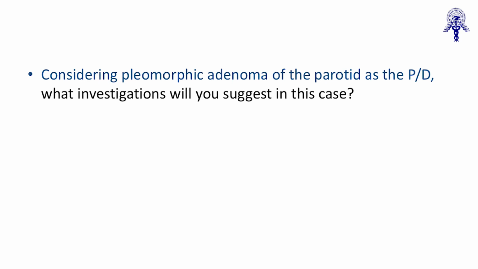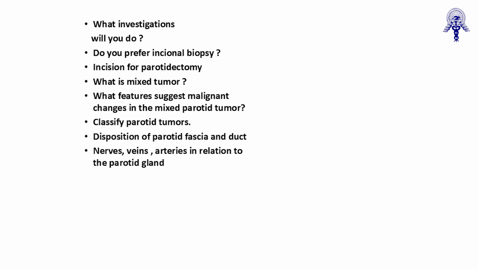Now comes the investigation. What investigation will you do in this case? USG, ultrasonography, why? To see if there is any presence of stone inside, or the extent of the mass. So USG is the best investigation when the lesion is small and it is not involving the deep lobe, because in many cases the ultrasonography may miss the deep lobe enlargement. So there we will have to choose some other investigation. And also ultrasound.